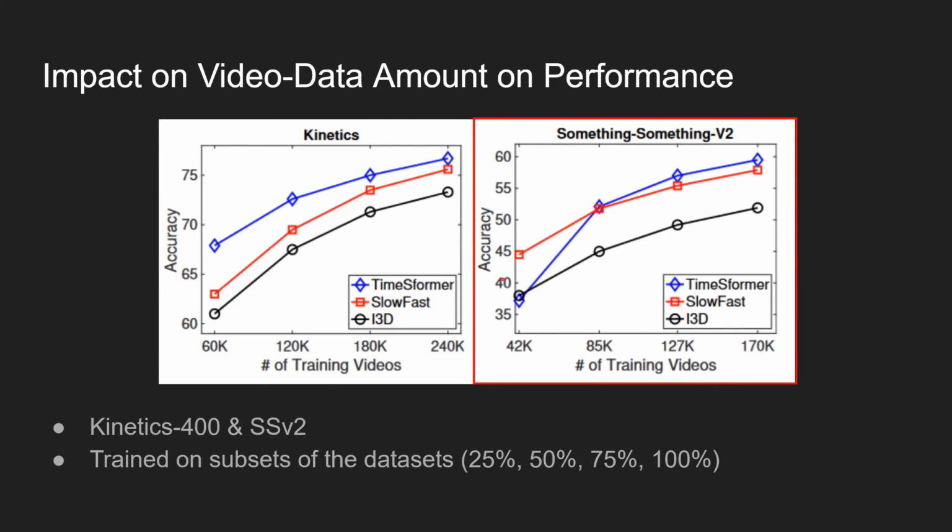Now, if you take a look at the right-hand side, you see a different story. The Timesformer is actually not doing as well as the compared CNN models until you reach around 127,000 training videos. And these ticks on the bottom aren't chosen arbitrarily. Those represent 25, 50, 75, and 100% of the data set. So you can see that because Something-Something v2 is much more temporally focused, it actually takes a lot more data for the Timesformer to start performing at a competitive level.